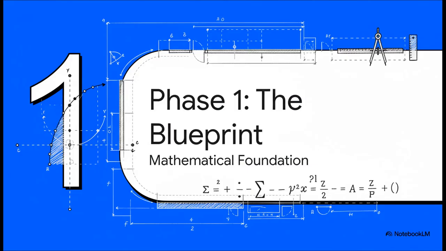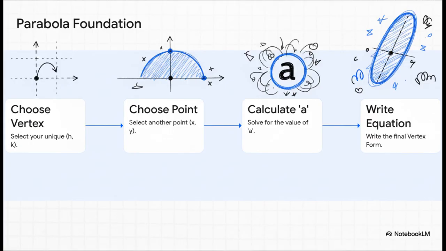Okay, let's kick things off with phase 1, the blueprint. You know, everything you do from here on out starts right here. The choices you're about to make are going to define the entire structure you're building. This is the absolute mathematical core of your parabola. So this whole foundation rests on just 4 key steps.